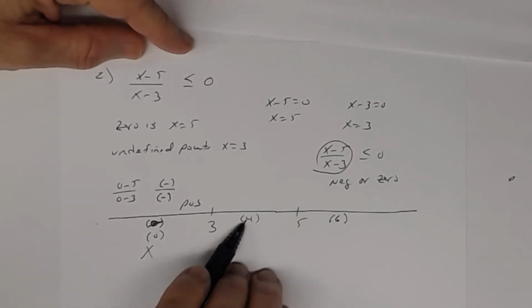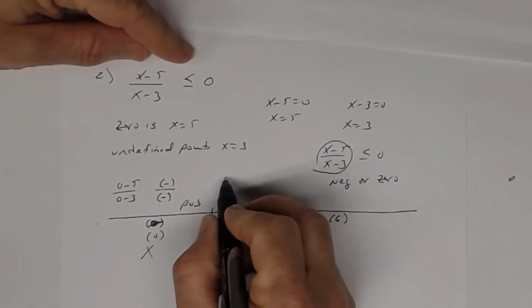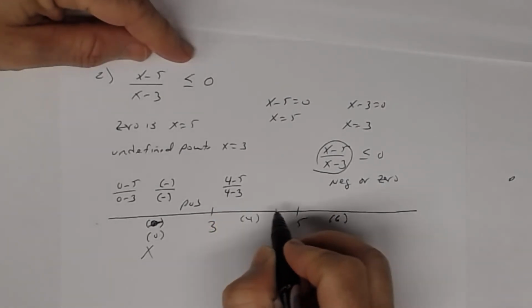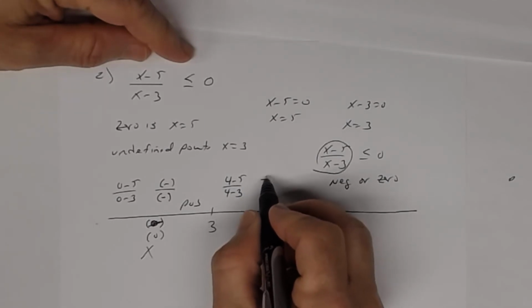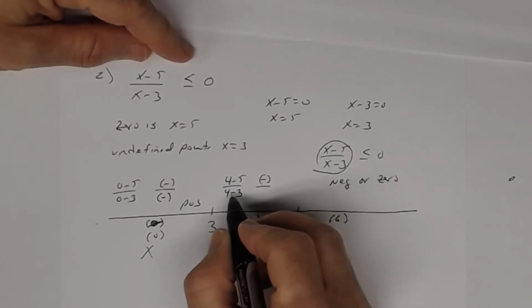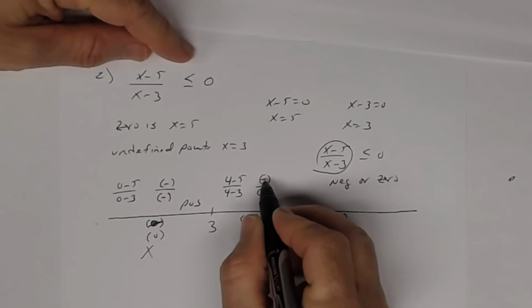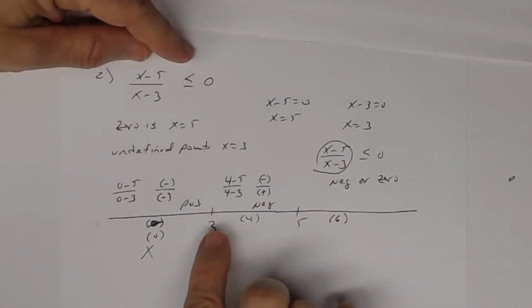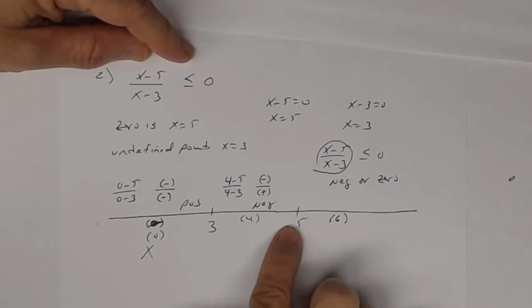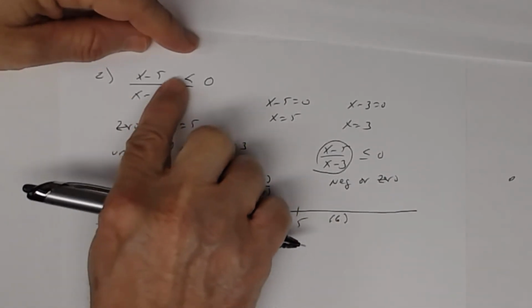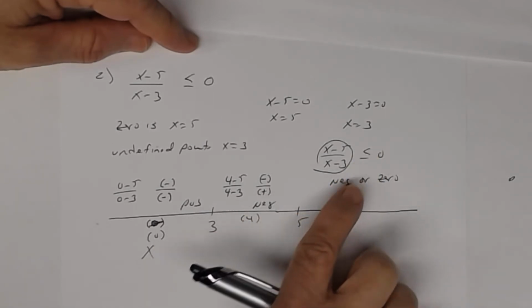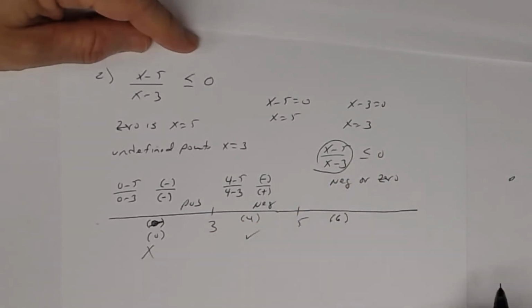Then we go to 4. So do the same thing. 4 minus 5 divided by 4 minus 3. Well, 4 minus 5 is a negative number, negative 1. 4 minus 3 is a positive number. A negative divided by a positive is a negative. So what that means is that any real number between 3 and 5 will make this expression a negative number. And that's something I want, less than 0, negative. So I'll put a little check there.